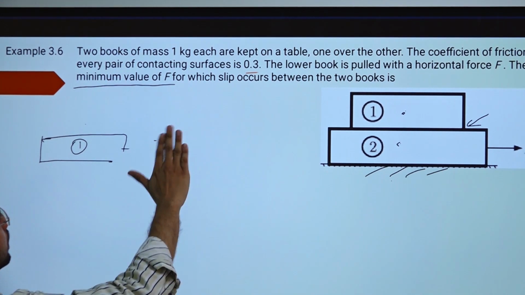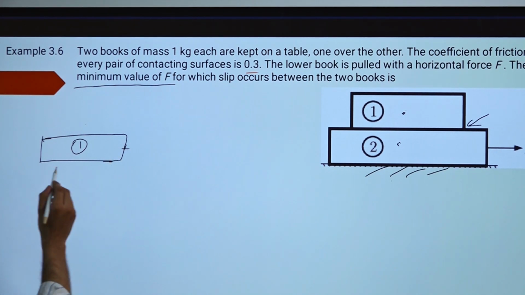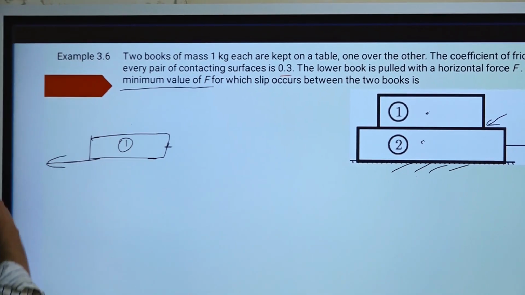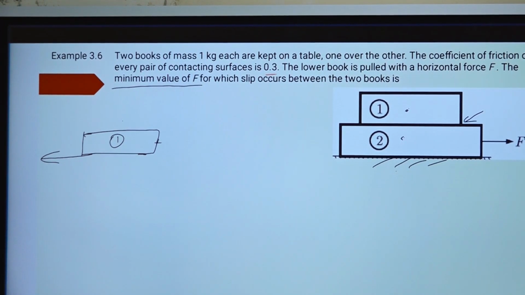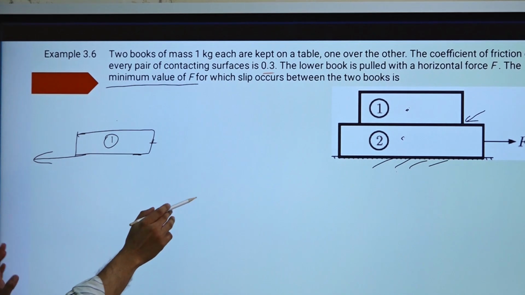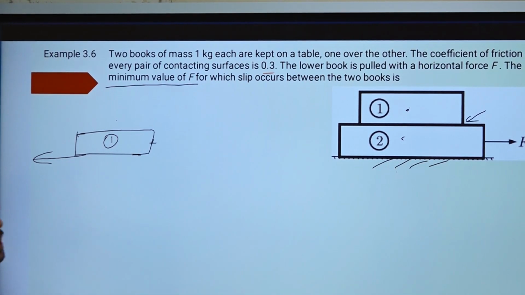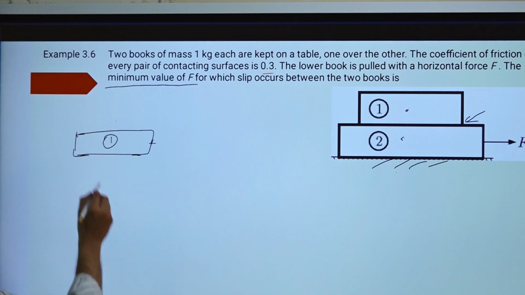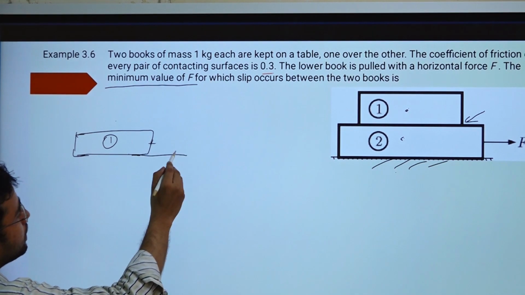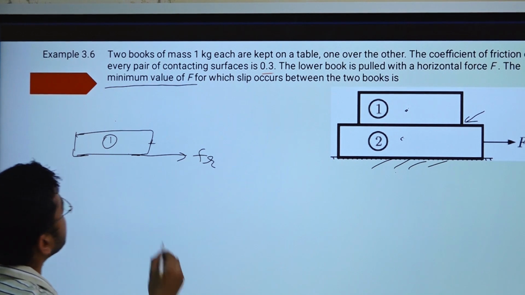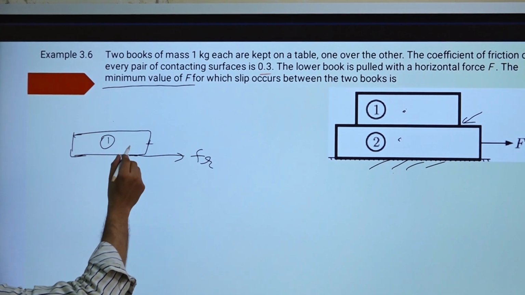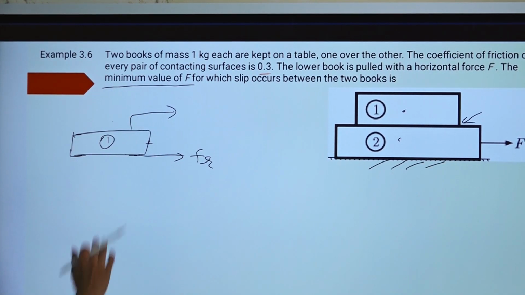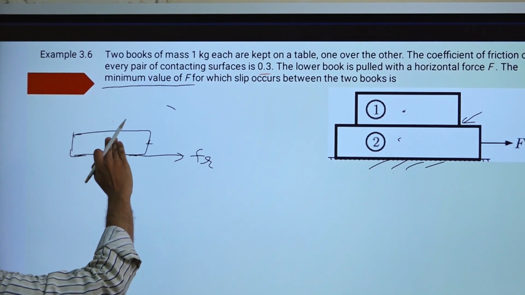Suppose this friction force is acting in the reverse direction, then this block will move in the reverse direction. But in the question, we just want to move these two blocks, and initially these two blocks will move only in the x direction, right? And at the contacting surface, friction will be in this direction only, right? Because of this friction, this block is going to move in the positive x direction, right? So let us make the free body diagram now.